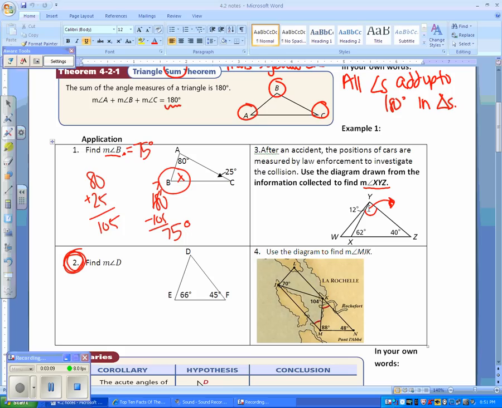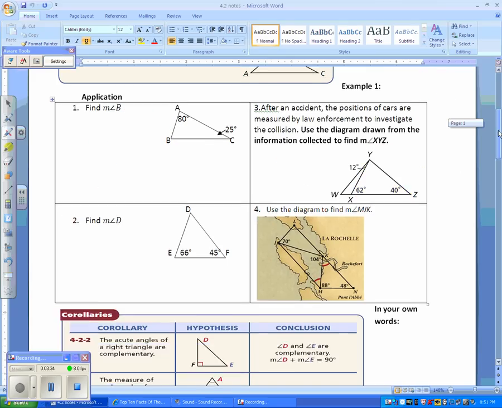So in the real world, sometimes we're given way too much information. In this case, we don't need this 12 degrees for anything. We can just look at this triangle. So if we add up the 62 and the 40, that's 102, and then you subtract it from 180, and so this angle is 78 degrees, and then the police can figure out what happened in the collision afterwards. Okay, so that's the triangle sum theorem.